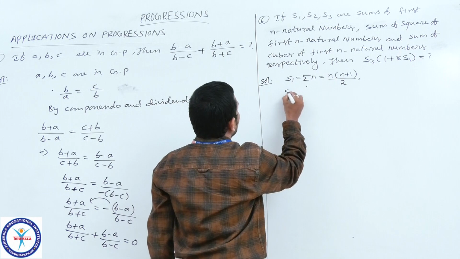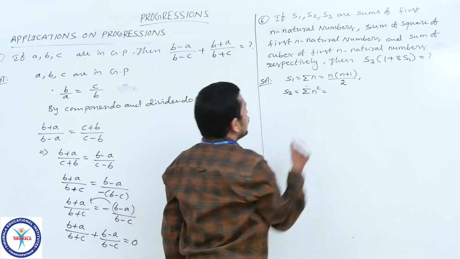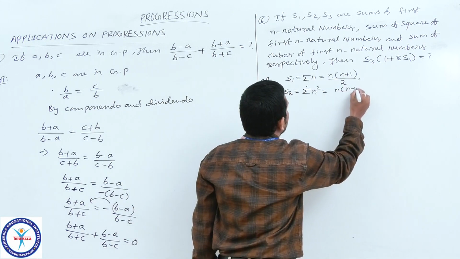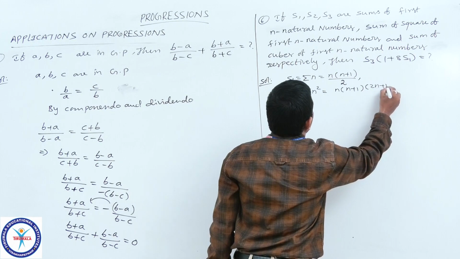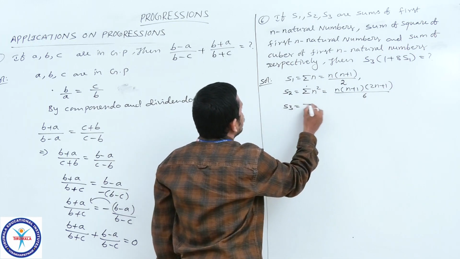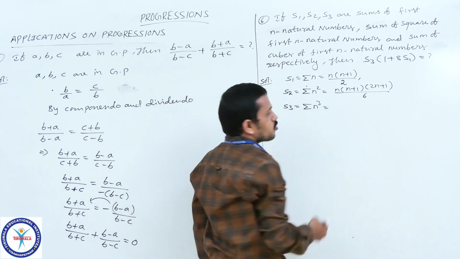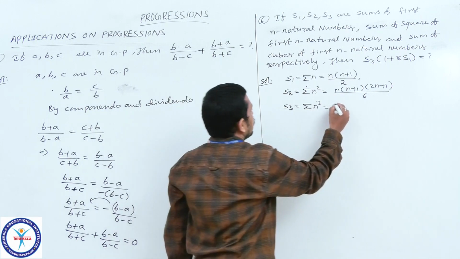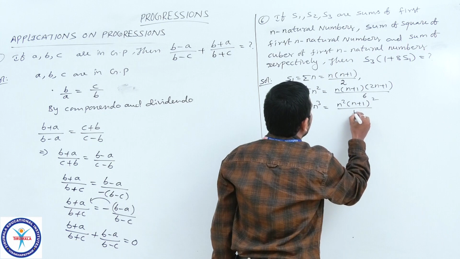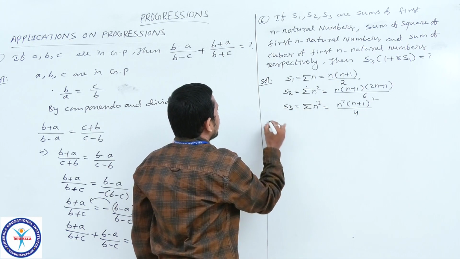and S2 is equal to sigma n square, the sum of squares of first n natural numbers, which is equal to n into (n plus 1) into (2n plus 1) by 6, and S3 is equal to sigma n cube, the sum of cubes of first n natural numbers, which is equal to n square into (n plus 1) whole square by 4.